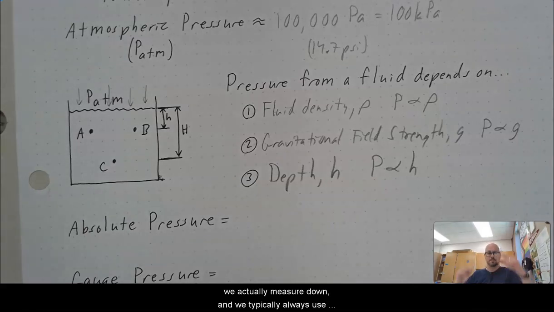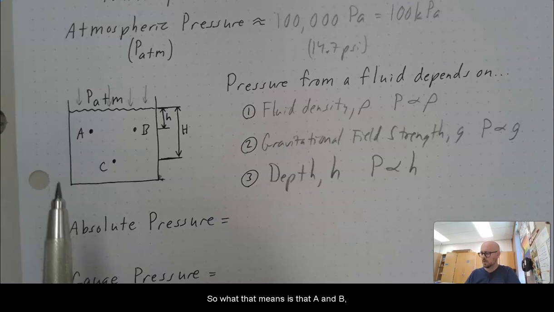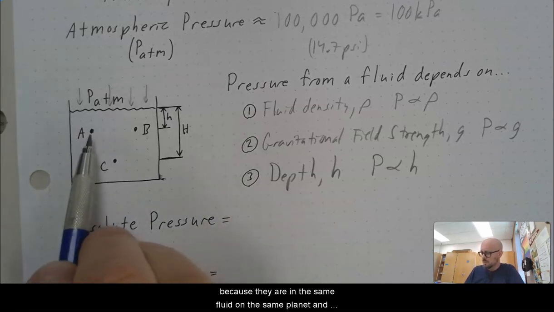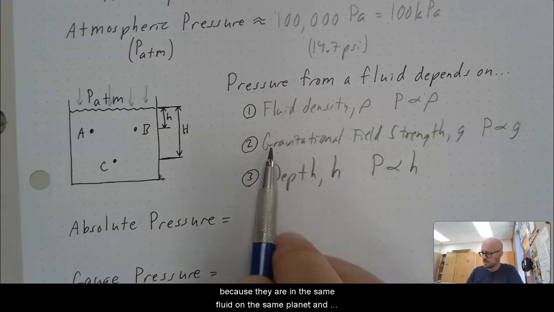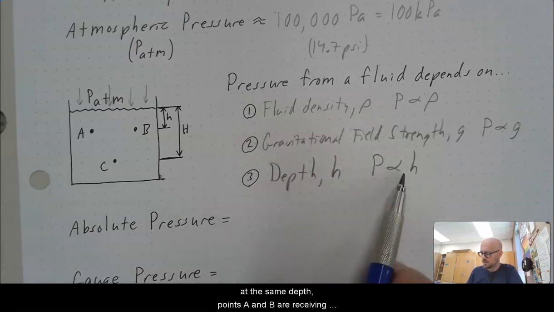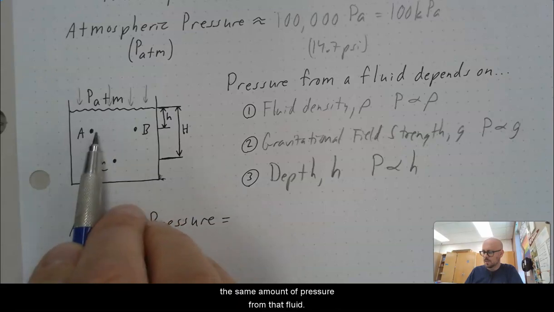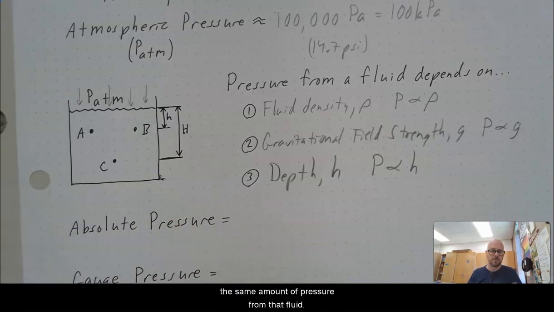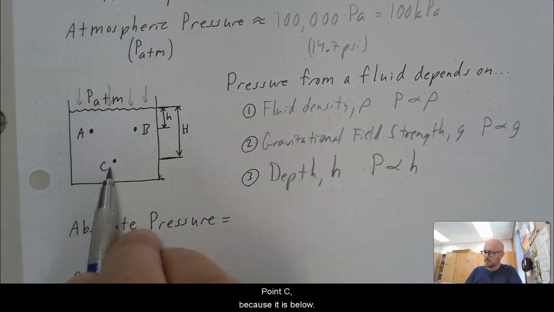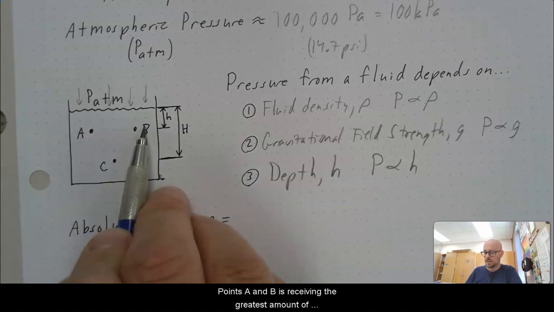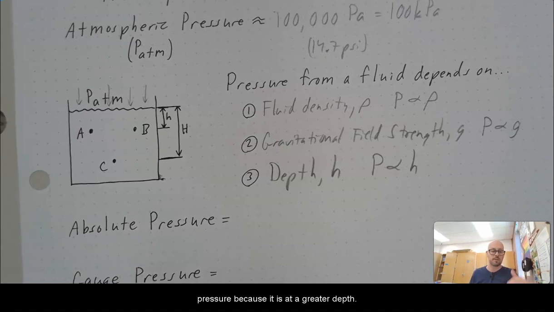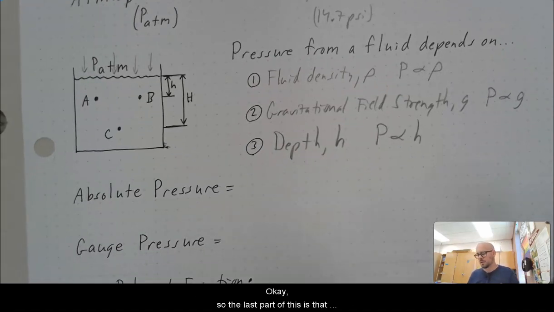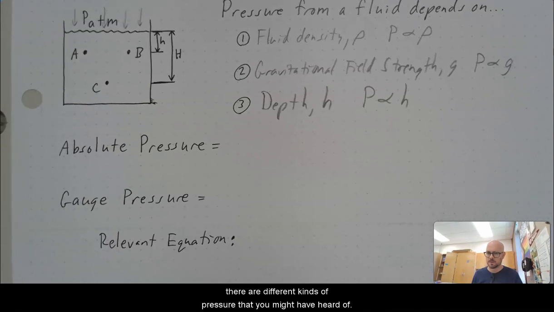Now, for depth, we actually measure down, and we typically always use positive numbers. So what that means is that A and B, because they're in the same fluid, on the same planet, and at the same depth, points A and B are receiving the same amount of pressure from that fluid. Point C, because it is below points A and B, is receiving the greatest amount of pressure because it is at a greater depth.